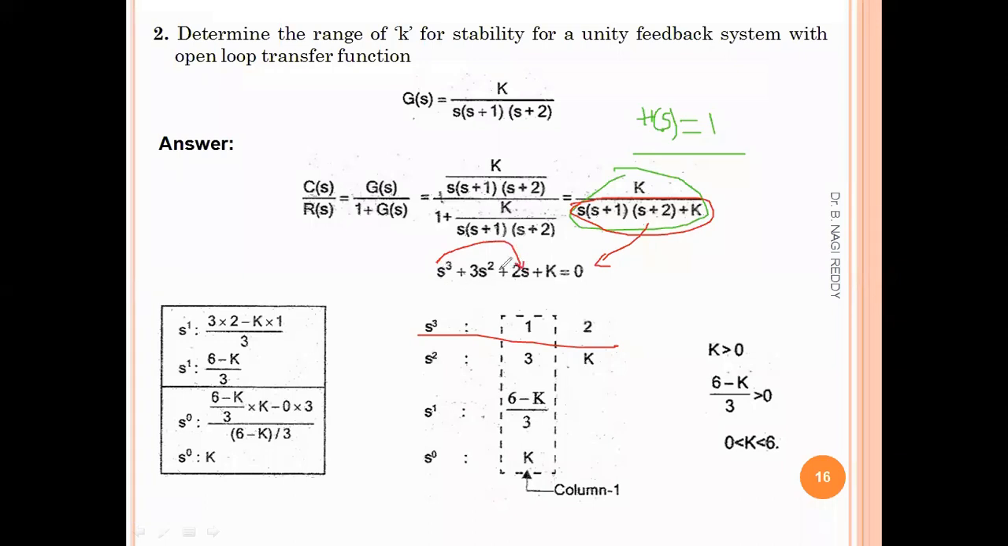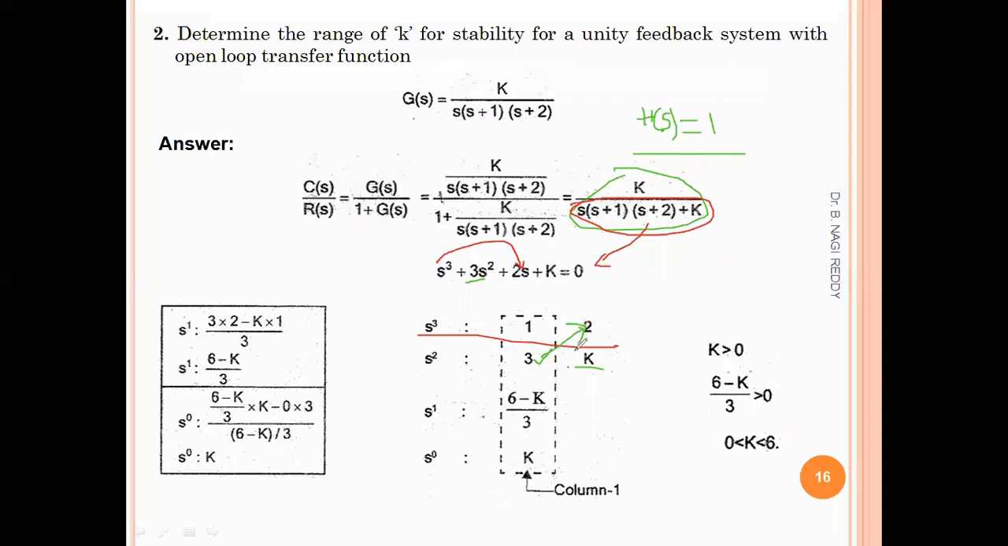And then the s power 1 coefficient we need to write, because s cube, s power 1, and so on we need to write. So the s cube coefficient is 1, right? And next the s power 1 coefficient is 2, write 2 here, and the second row will be the s square row. So the s square coefficient is 3, write 3 here, and k into s power 0, because k is constant here, so s power 0, that means k, right? k here.